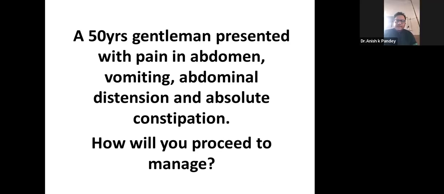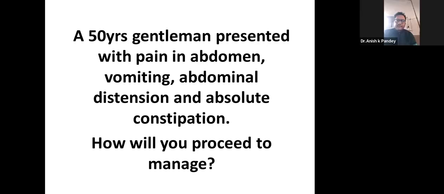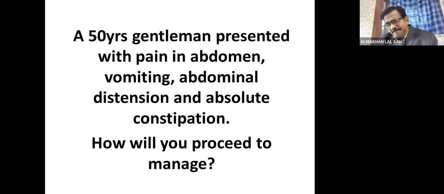Sir, it can be due to malignancy. But malignancy is not that common. There are more common causes: inflammatory bowel disease, tuberculosis. And then, any other benign cause?